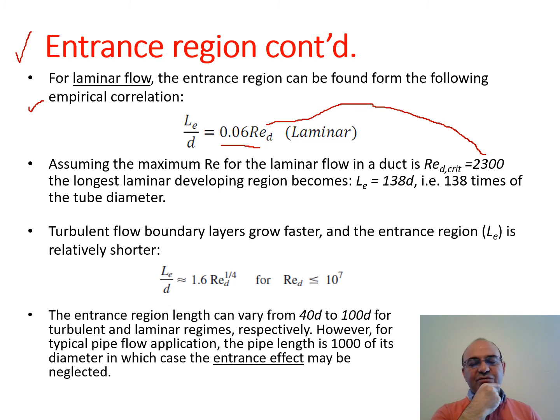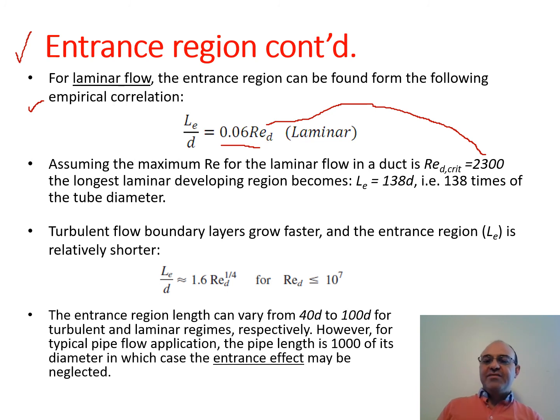So it means that for a laminar flow, if you have a laminar flow in a pipe with a diameter, let's say 1-inch diameter tube, the first 138 inches of the pipe will be in the developing or entrance region. So this can be quite long.